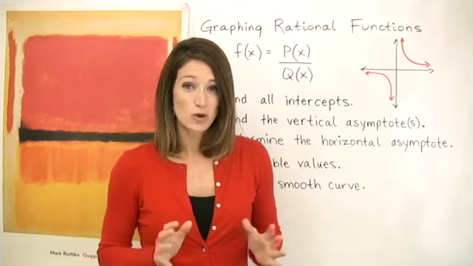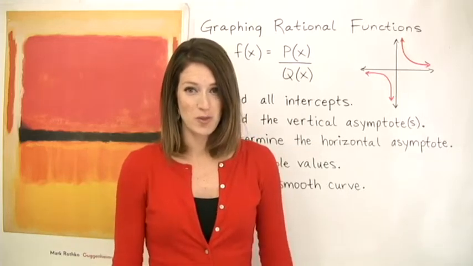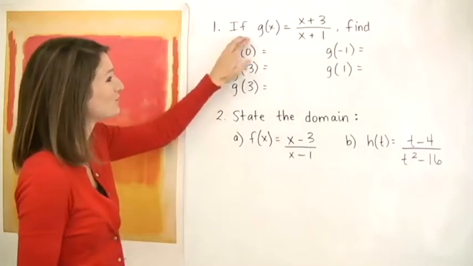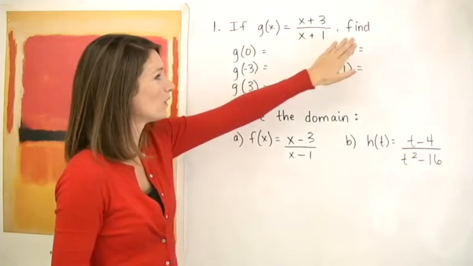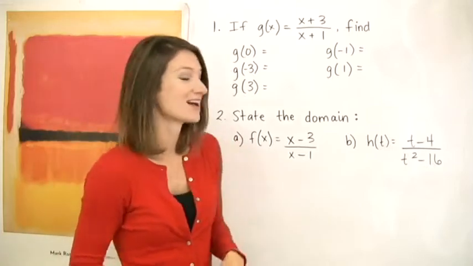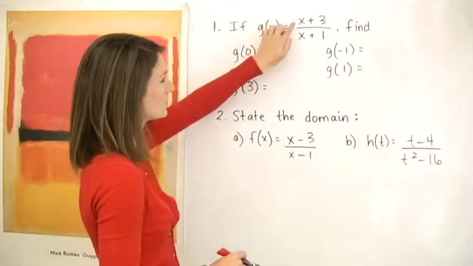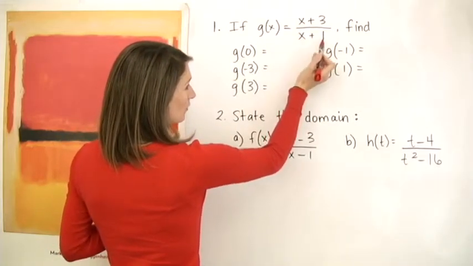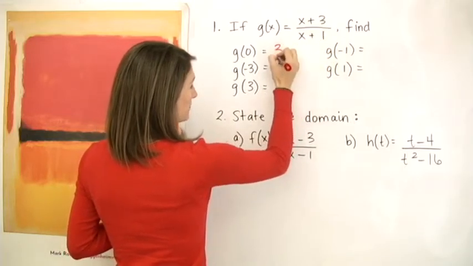So first, let's work a few rational functions. We're going to find the value of them and determine their domains. For our first problem, we're asked if g of x equals x plus 3 over x plus 1, we need to find the value given these values for x. So let's jump right in and find g of 0. So we plug in 0 for x, and we get 0 plus 3 is 3, and 0 plus 1 is 1. So 3 over 1 is 3.